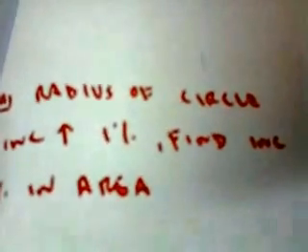Finally, one last sum. The radius of a circle is increased by 1%. Find the increased percentage in the area of the circle.